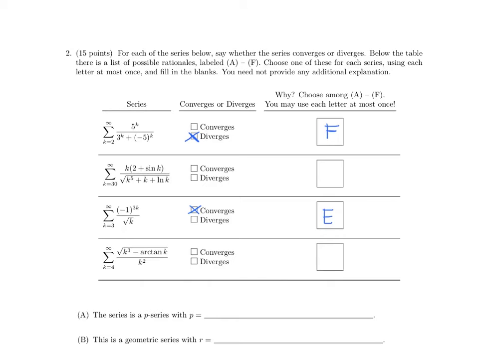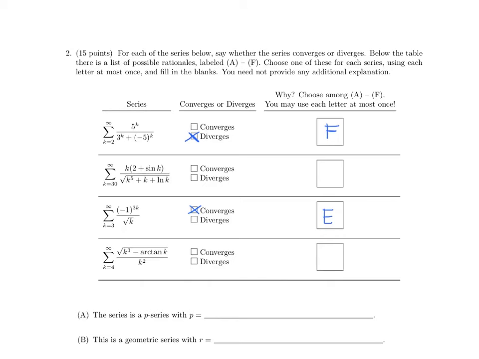So that's worked for those two. Now we have to zoom in. We have our heavy hitters, so to speak. We have the asymptotic comparison test. We have the direct comparison test. We have a geometric series. We have the p-series option. And that's really what's left for us here.